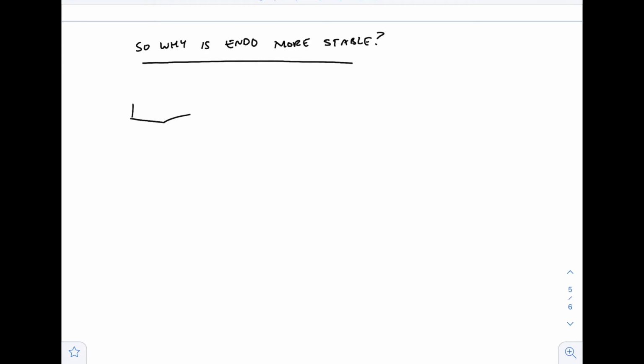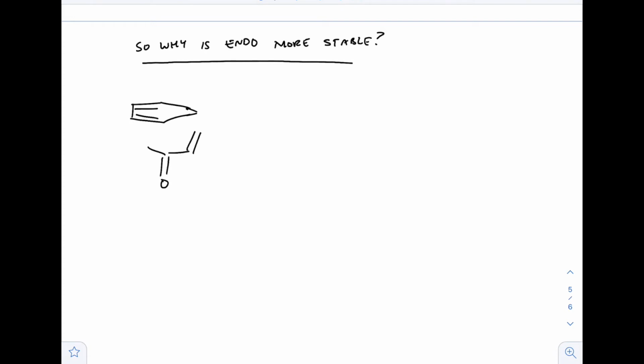So basically, remember, endo is when that R group is underneath the rings, and exo is when it's pointed up, right? But why is endo more stable? Because we know it would be preferred if it's more stable, right? So let's draw our diene and our dienophile.